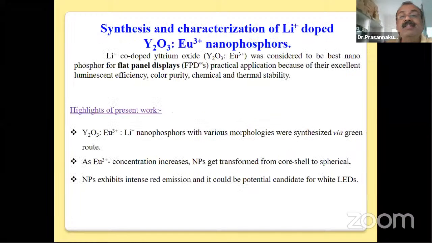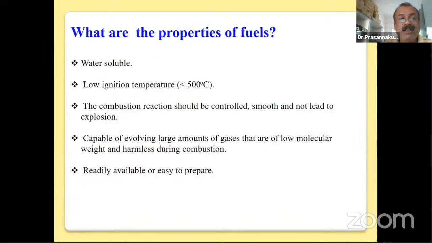discussion. Synthesis and characterization of lithium doped Y2O3 nanophosphors for flat panel display devices. These are the highlights. Already I have given the highlights also. What I have given is the role of the fuel. I mean, what are the properties? These are the properties of the fuel.